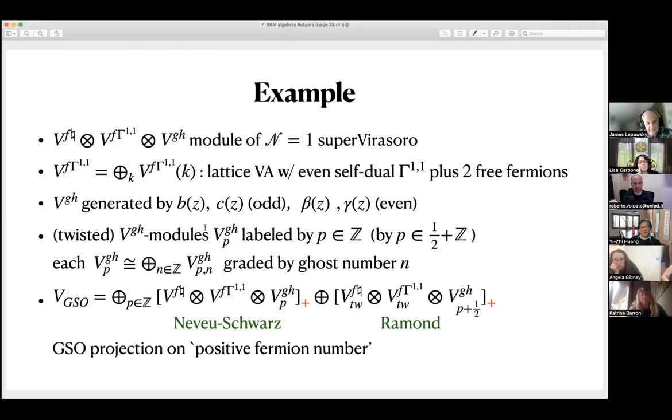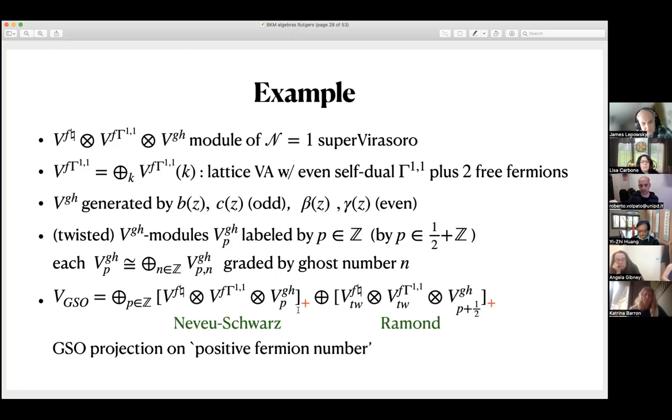In particular, integral picture number is a regular module for the ghost part, and half-integral picture number is a twisted module for this superalgebra. The grading comes from gamma 1-1, which is the momentum, and then picture number and ghost number come from the ghost part. And then you do something a bit strange: you don't just take your vertex algebra, but you take both the vertex algebra and the twisted modules.